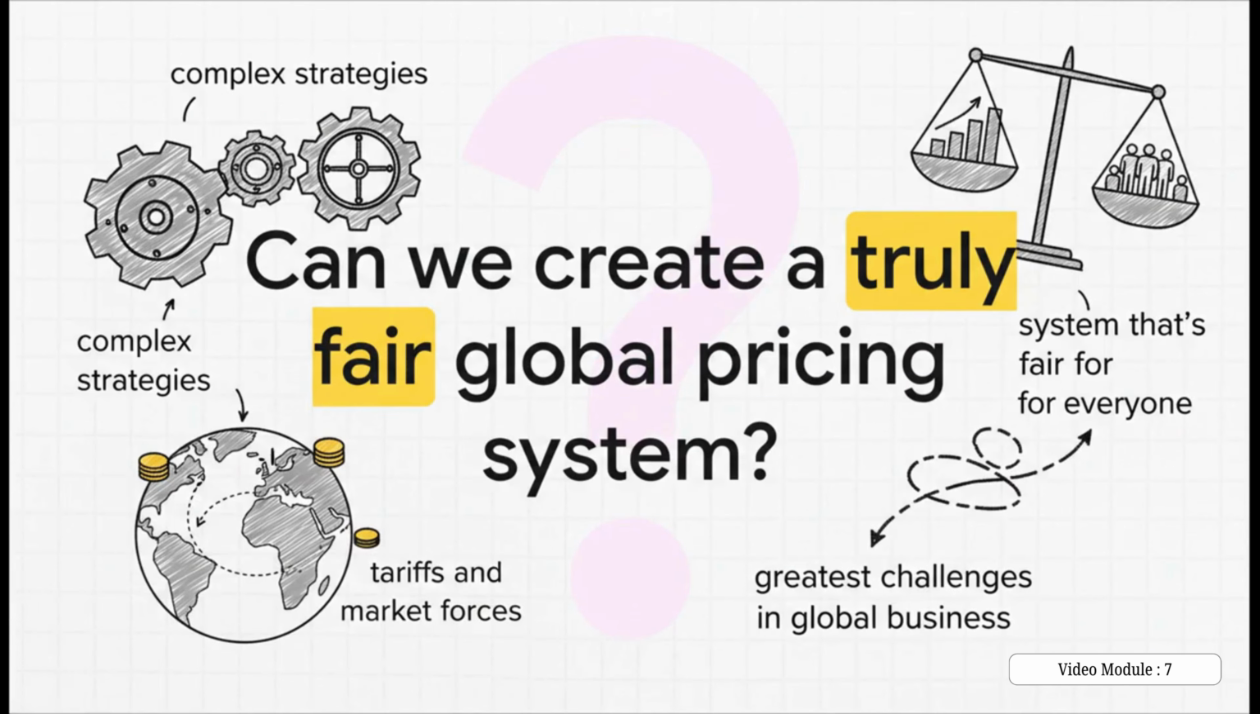So, all of this leaves us with a final, really important question to think about. In a world with all these complex strategies, tariffs, and market forces, how do we balance a company's need to succeed with a system that's actually fair for everyone? That remains one of the biggest challenges in global business today.